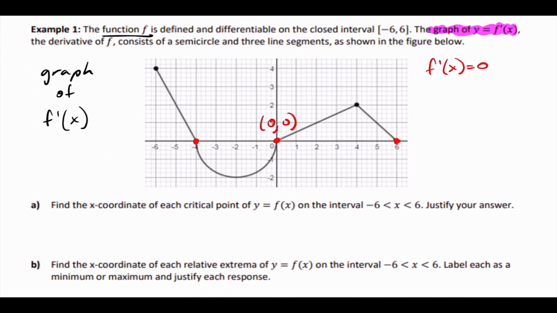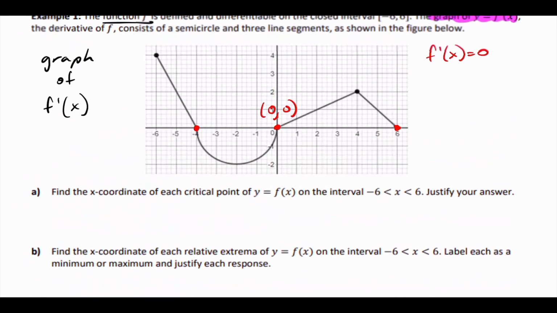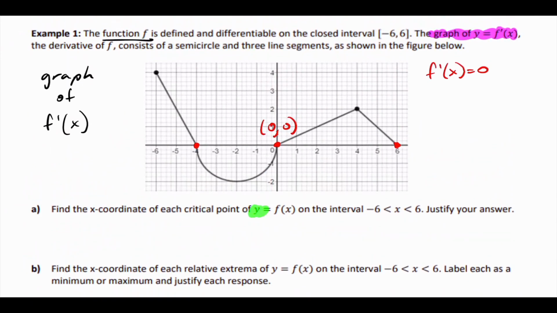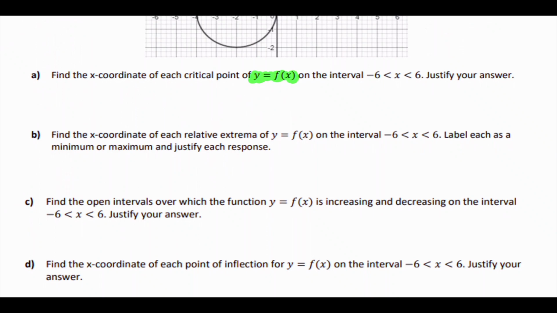Okay. So let's go to the first question. Find the x-coordinate of each critical point for the original. I'm going to use a different color. Every time they say original, I'm going to use a different color. Now, we're not looking at the original. That's the important thing. We're looking at a graph of its derivative. But on the original, where are they going to be critical points?